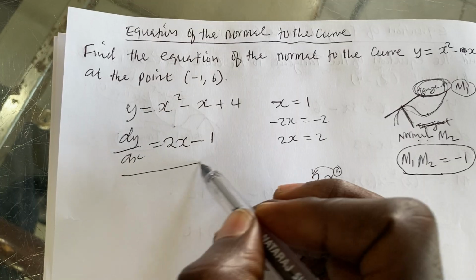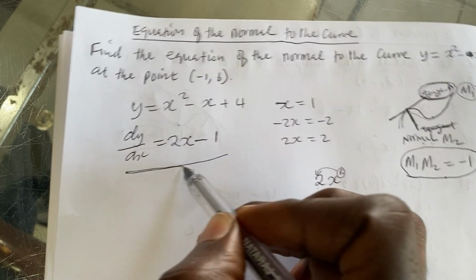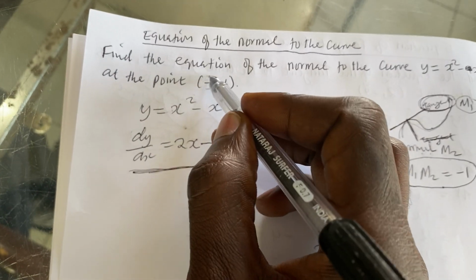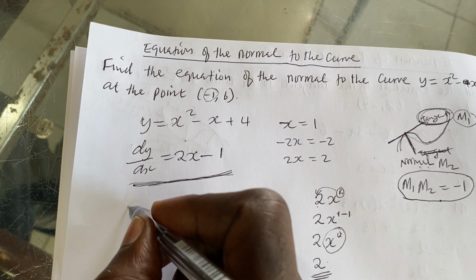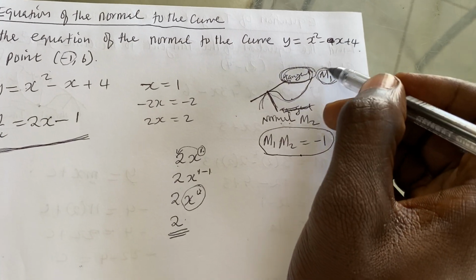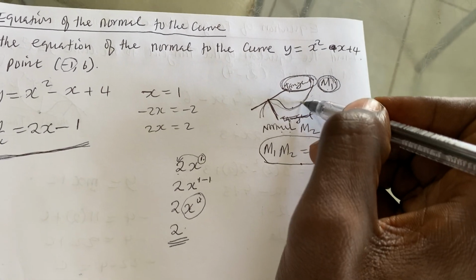So finding the gradient, you are going to use this gradient function. Wherever there's x, we're going to substitute with x. So meaning that becomes m1, which is the gradient of the tangent, which is also the gradient of the curve.